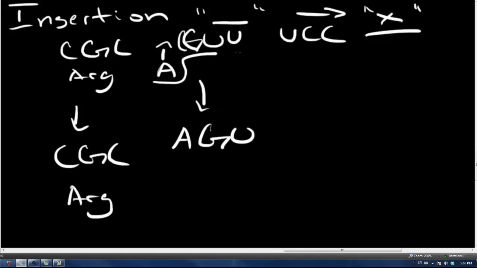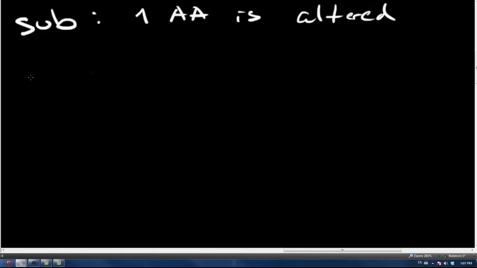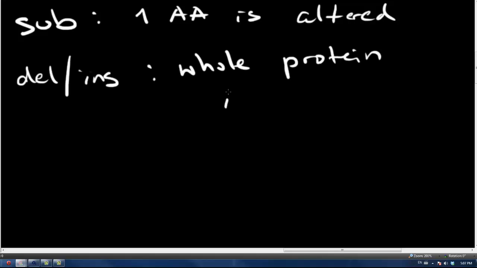And what happens here is, look, you've got one nucleotide base, which is going to move to the right. And so this new codon is going to be UUC, not UCC. So we've got UUC, and this C is also going to move to the right, and whatever's to the right is going to move to the right. So the entire mRNA strand moves one to the right. And so AGU is now Ser, and UUC is Phe. So what we've got in insertion, just like in deletion, is that the whole protein is going to be altered. And I'll just write that down over here. When we have substitution, one amino acid is altered. Whereas if we have deletion or insertion, the whole protein is altered.